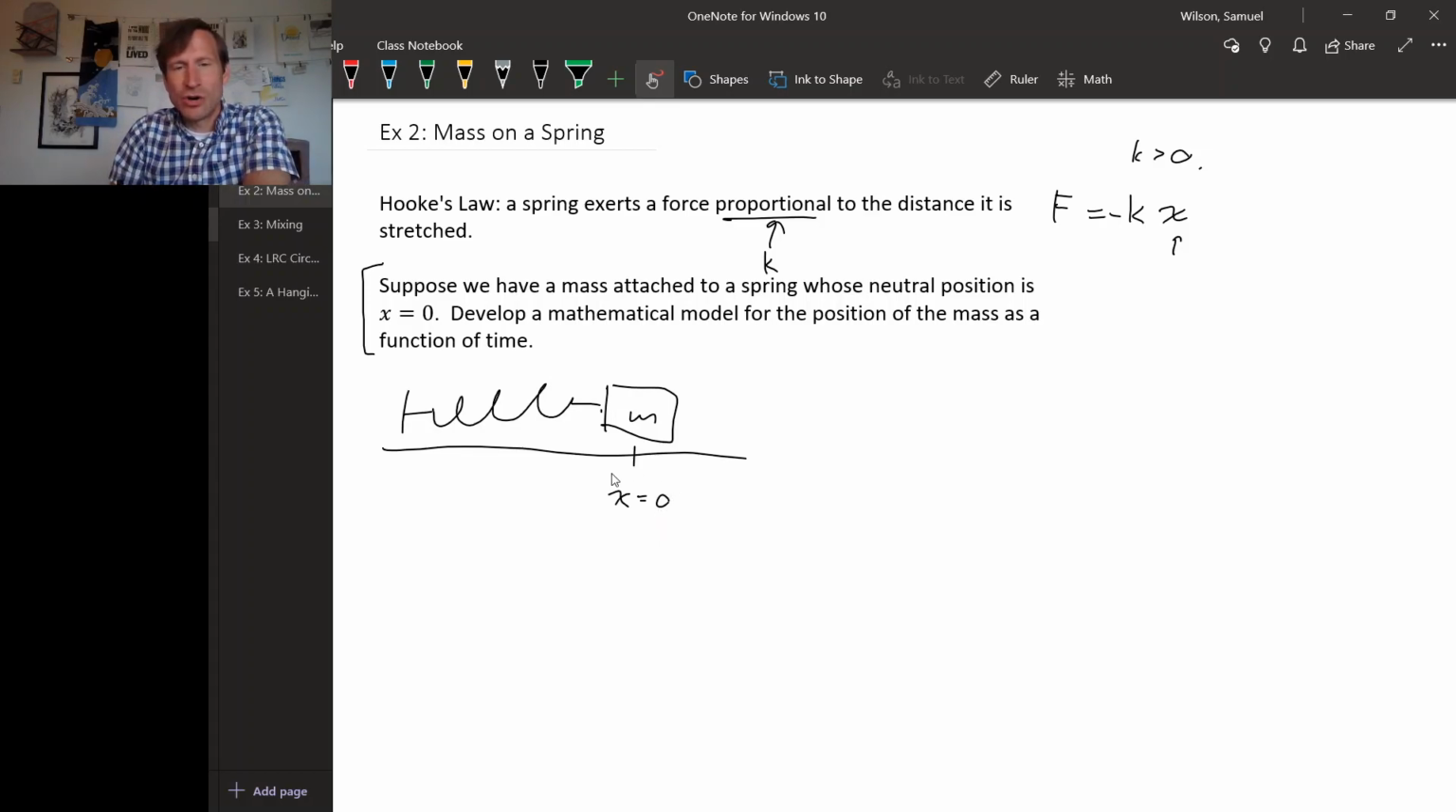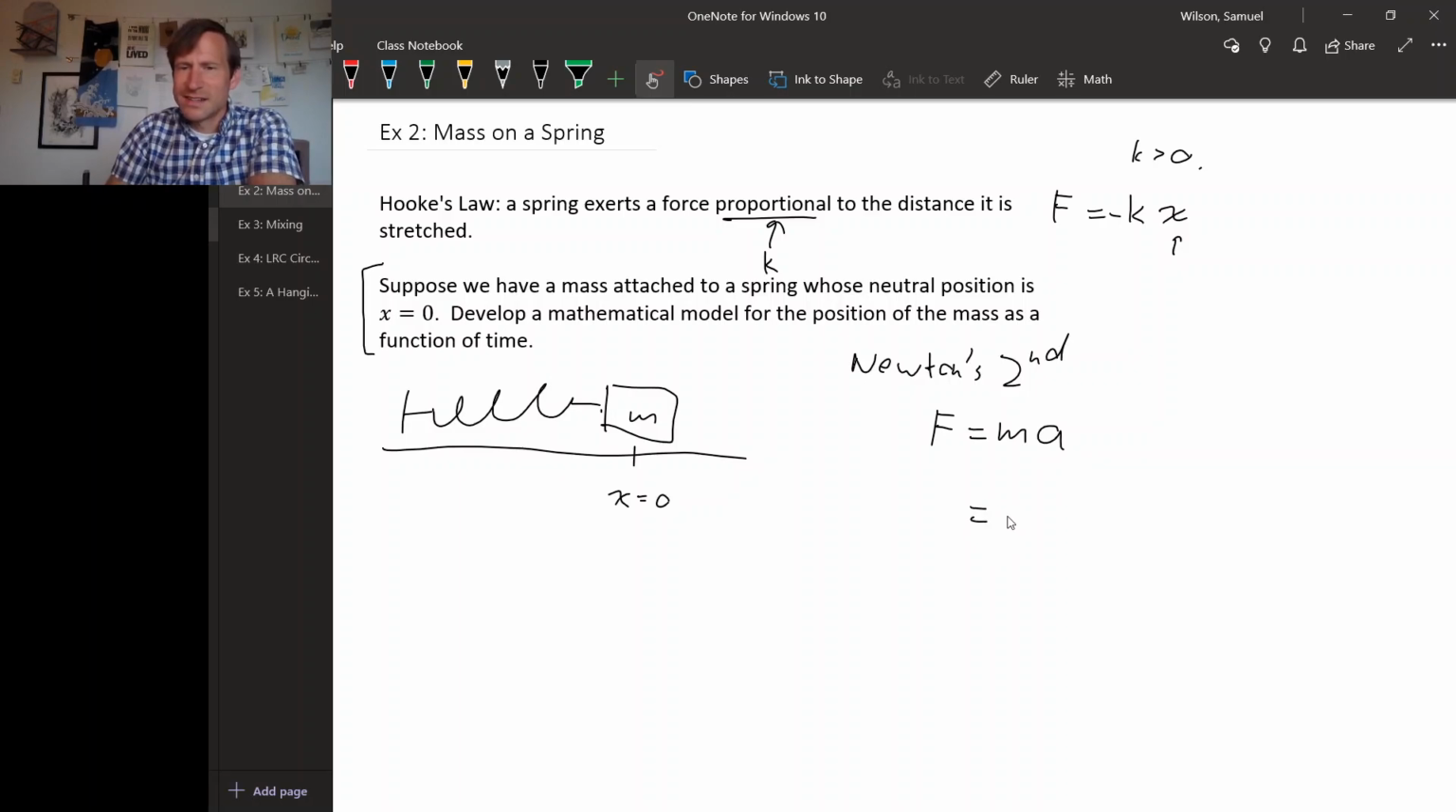Once we've let go of the mass, the only horizontal force that this mass experiences is the spring. So we should be able to use, say, Newton's second law to figure out how the force on this mass gets turned into motion in this mass. So Newton's second law, that's the one that says force equals ma.